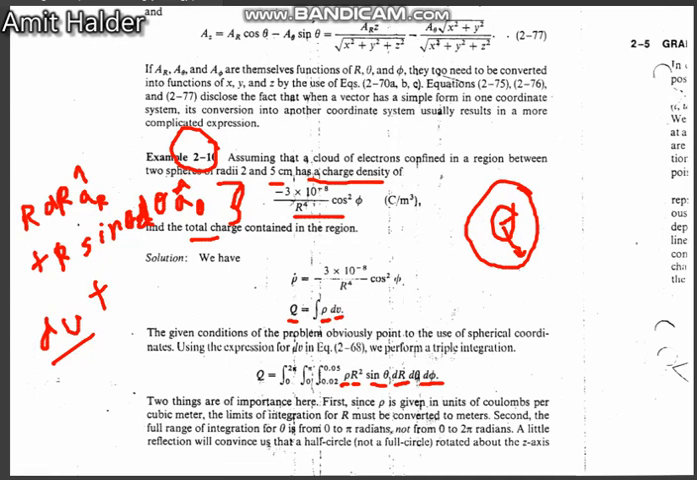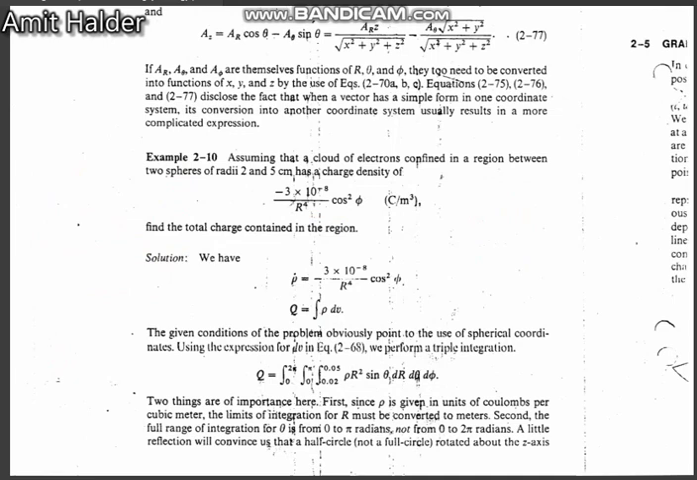Last of all, r sine theta d phi a phi. After multiplying these parts, we can find r square sine theta dr d theta d phi. So that is the dV.